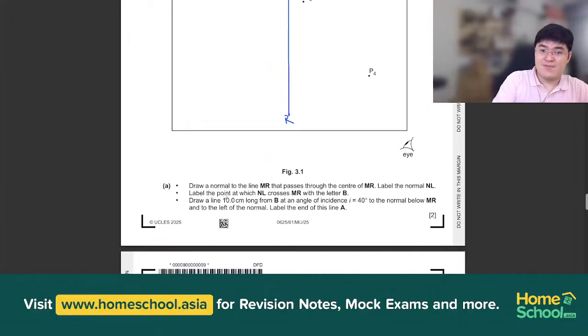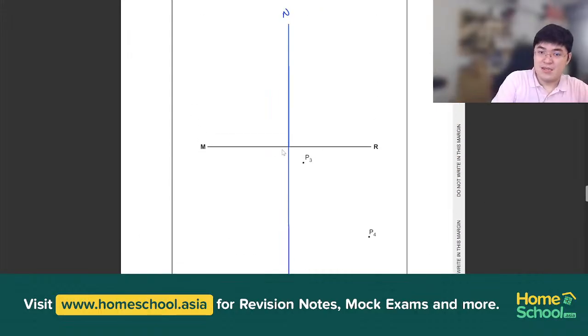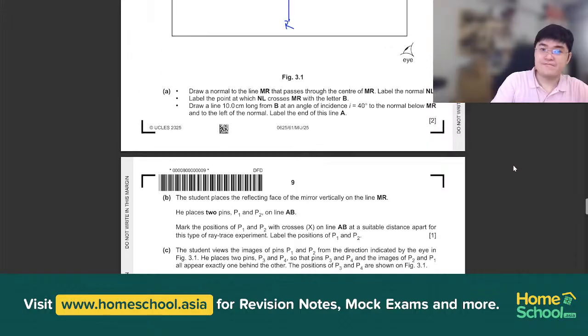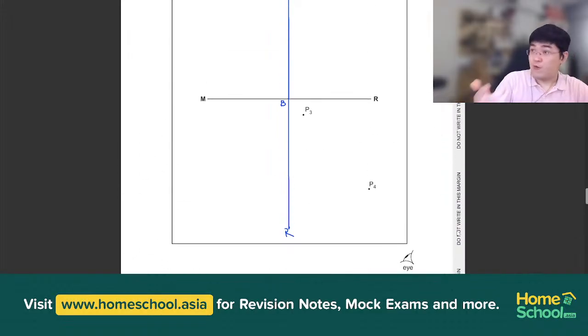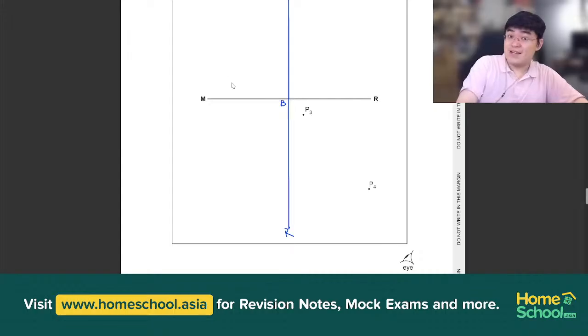Label the point at which NL crosses MR with the letter B. B is here, the mark over here. Next, we are to draw a line 10 cm long from B at an angle of incidence i equals 40 degrees to the normal, below MR and to the left of the normal, and label this end of the line A. So it is a 10 cm line from B at an angle of incidence of 40 degrees. What does that mean? This is the normal, so we are to measure 40 degrees from the normal.